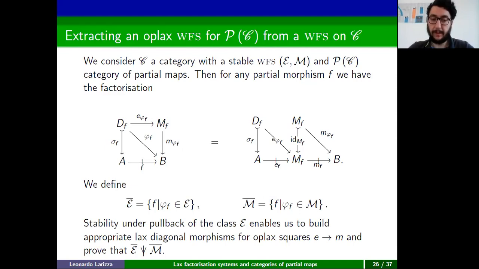One proves that these two classes are lax, or weakly, orthogonal one with respect to the other. And to prove this, one actually needs stability under pullback of E. So here is where this property is used.